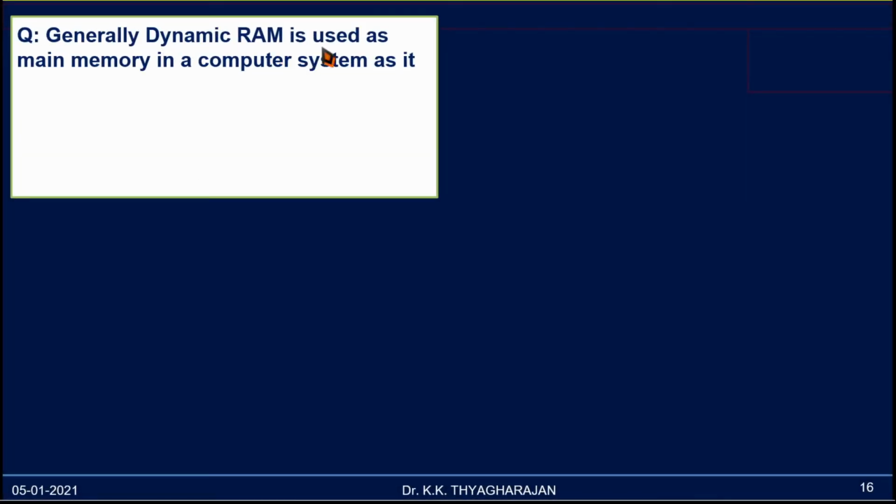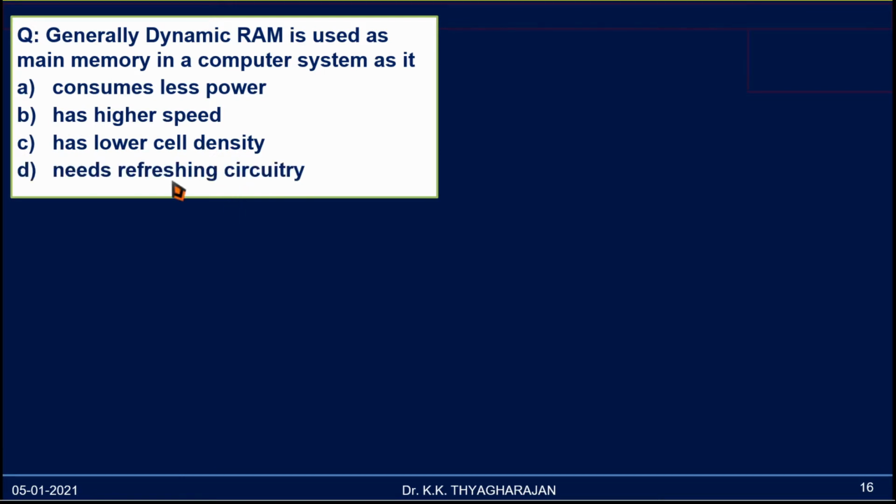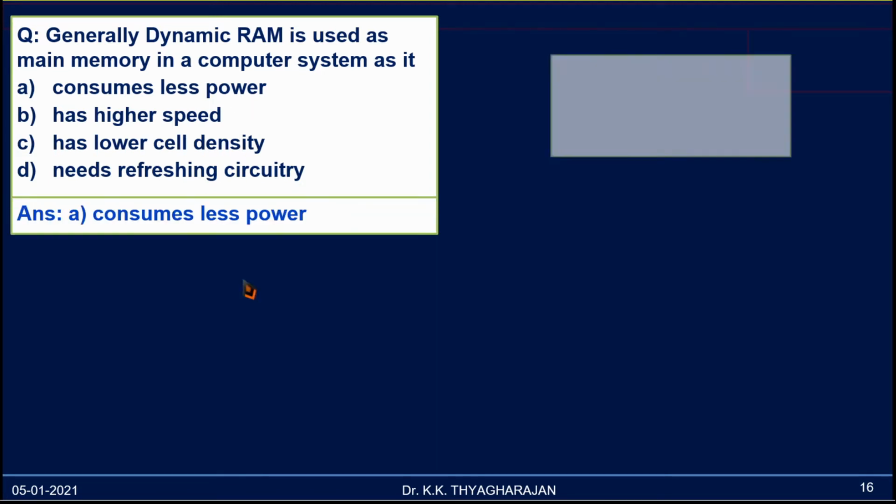Generally, dynamic RAM is used as main memory in a computer system as it consumes less power, has higher speed, has lower cell density, needs refreshing circuitry. Dynamic RAM needs refreshing circuitry, but it is not an advantage. It has high package density, so C is also not correct. Then it has higher speed. Actually, its speed is less than the static RAM. So this is also not correct. It consumes less power. So this is correct. So the correct answer is A. Let us see the next one.